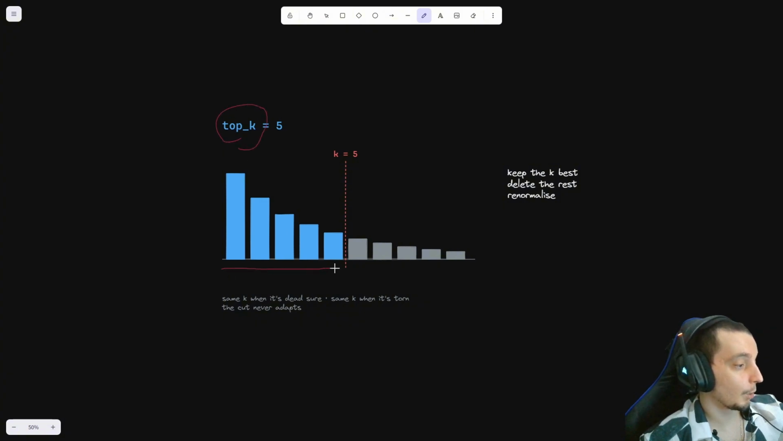Okay, the next setting is top K, even simpler. We just tell it to keep its top K candidates and delete everything else. But of course, this has one huge flaw because it is blind to context. How do we know that the model is that sure about them or if the model is completely torn? Okay, the problem of this cut is that it never adapts.